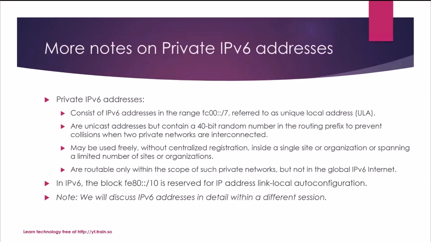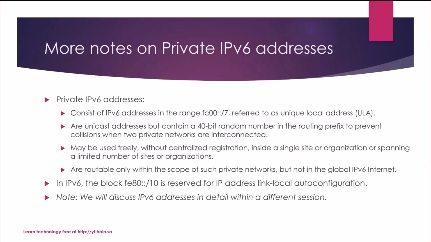So more notes on private IPv6 addresses. Private IPv6 addresses consist of IPv6 addresses in the range FC00/7, referred to as unique local address or ULA, are unique as addresses but contain a 40-bit random number in the routing prefix to prevent collisions when two private networks are interconnected. May be used freely without centralized registration inside a single site or organization or spanning a limited number of sites or organizations. Are routable only within the scope of such private networks, but not in the global IPv6 internet.